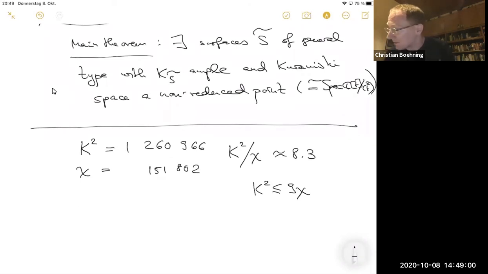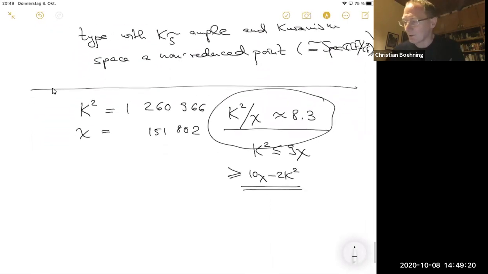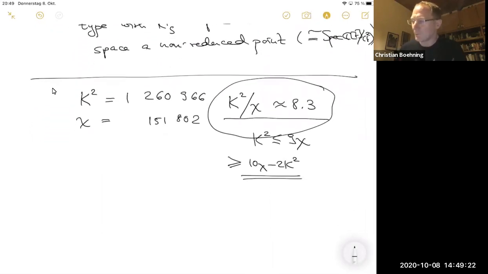Bogomolov-Miyaoka-Yau inequality. And also, on the other hand, the number of moduli is somehow bounded from below by 10 chi minus 2 K squared. So this number should be non-positive. So this ratio should also be greater than or equal to 5. So it's actually in the permissible range. At least that shows, as a sanity check, that this is consistent.